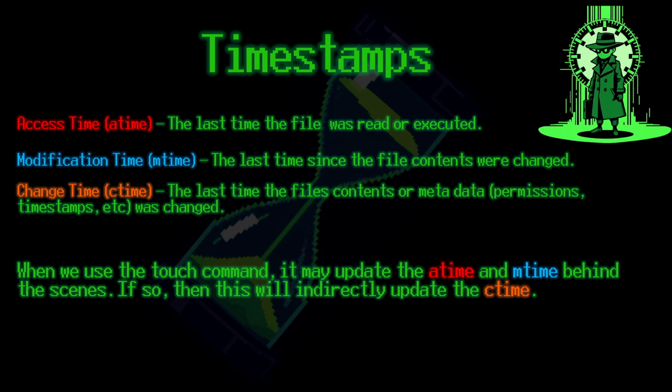So when we use the touch command, it may update the atime and mtime depending on how we use it. And if it does update these timestamps, then it will indirectly update the ctime, because, remember, one of the things the change time looks out for is the timestamps.